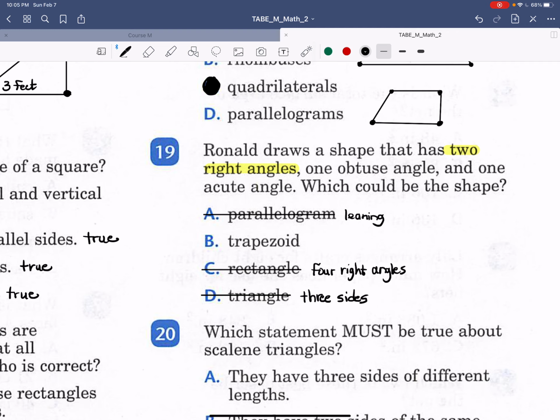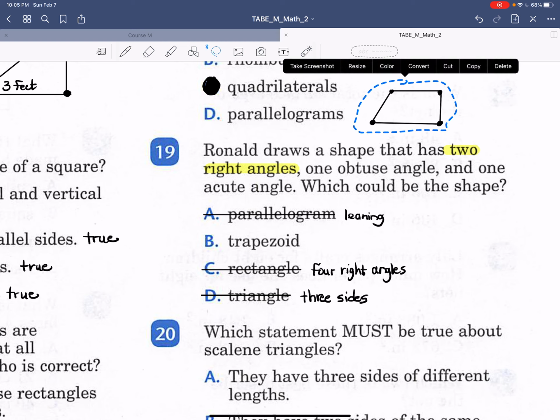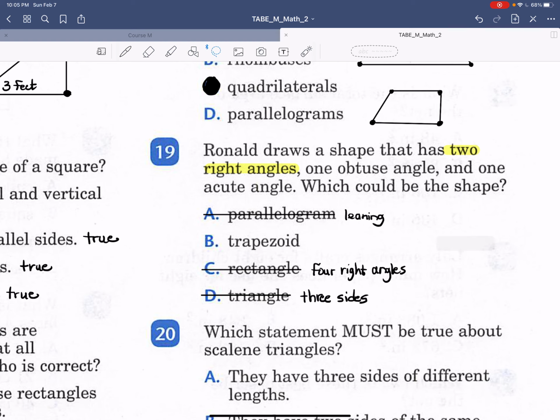It's a trapezoid. And let me see if I can draw it for you. Actually, I did draw it right here. So let me not do that again. Let me just copy that one. And I'll show you what it's talking about. So here are the 2 right angles. That's 90 degrees and that's 90 degrees. Here is the obtuse angle. That's more than 90 degrees. And there is the acute angle. And there's your trapezoid. So number 19 is B.